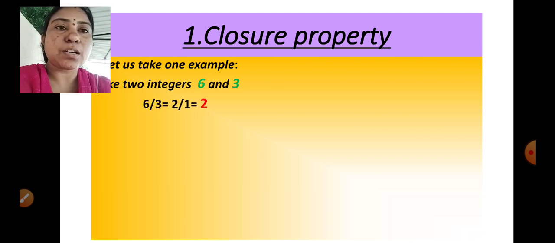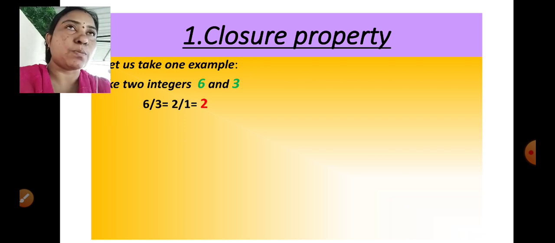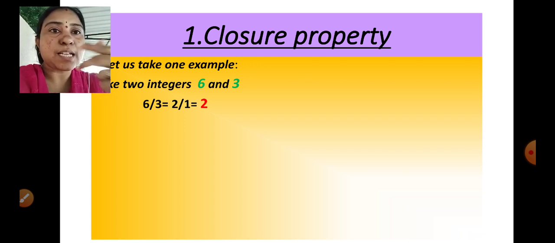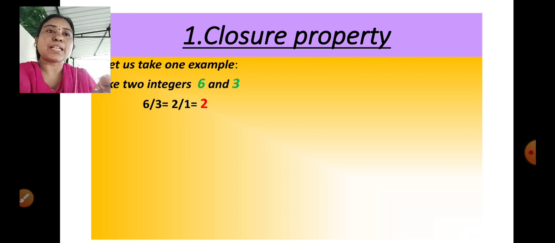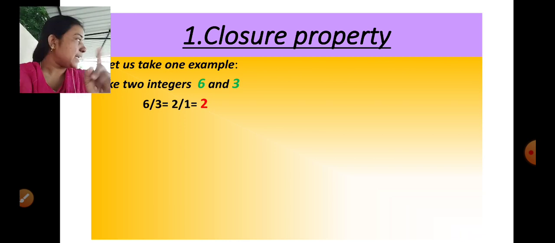6 by 3 is equal to, cancelling with the 3 table, 3 ones are 3, 3 twos are 6. We are getting 2 by 1. So 2 by 1 is nothing but 2 only. So 2 is an integer.